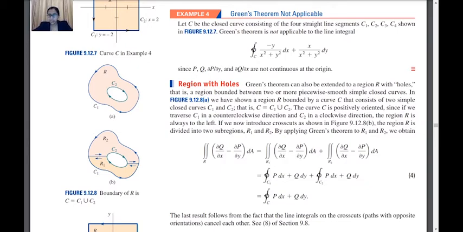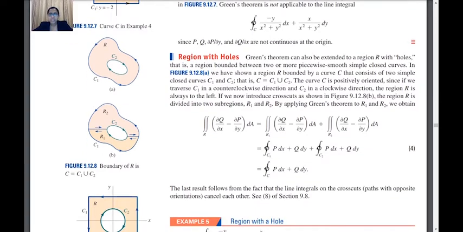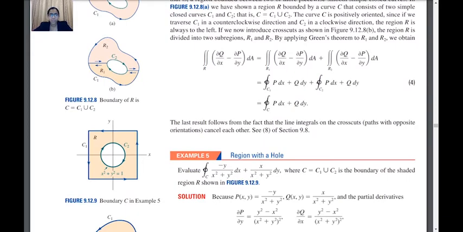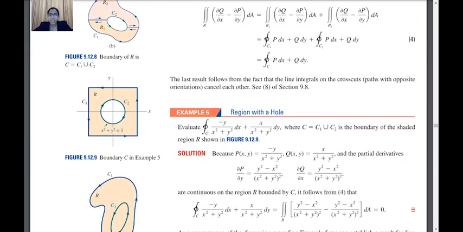which means we can easily apply our Green's theorem. So we are again revisiting the previous example, omitting the region. Here you can see a region with a hole. We are asked to evaluate the same line integral, that is minus y by x square plus y square dx plus x by x square plus y square dy.